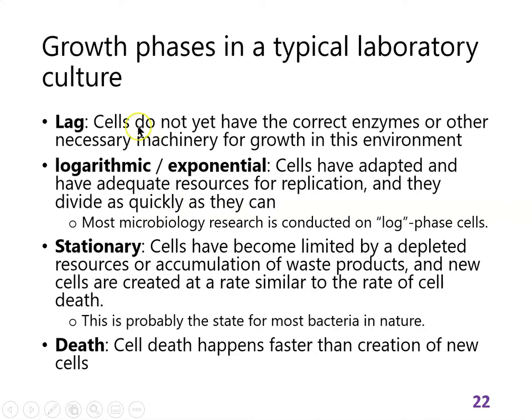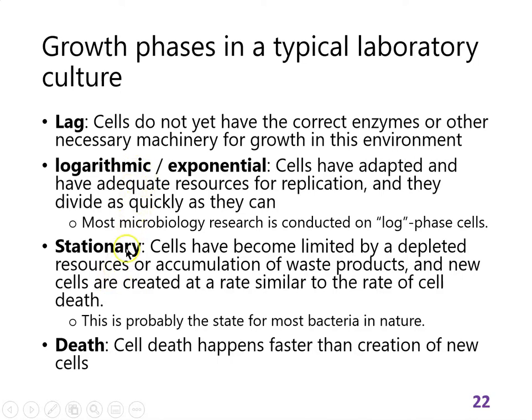But before that happens, they have to do things like adapt to their environment. They have to make proteins, make enzymes that let them digest the nutrients around them, things like that. So it takes a while for them to adapt, and then they grow exponentially, and then something happens. Either they run out of food or their waste products start to accumulate and poison them, and they go into what we call stationary phase.